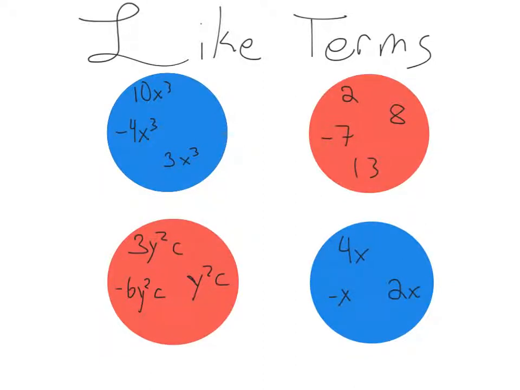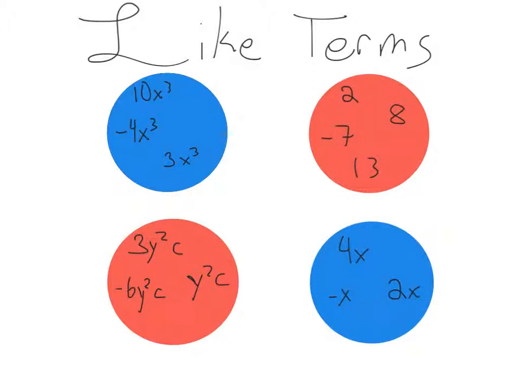Like terms are terms that consist of the same variables raised to the same powers. For example, in this first blue bubble, we have 10x cubed, negative 4x cubed, and 3x cubed. They are like terms, because they have the same variable x and are raised to the same power of 3.